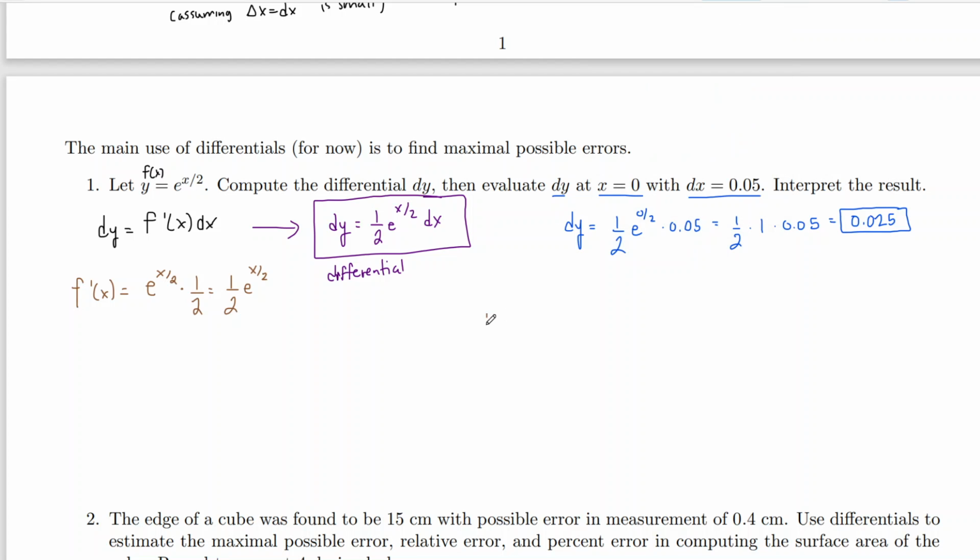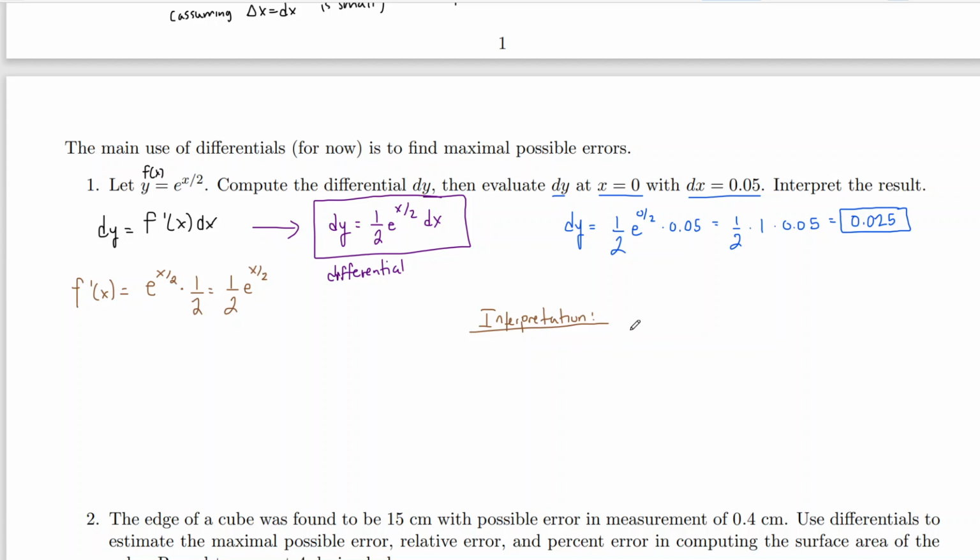So hopefully this is where it starts to come together. Interpretation. Pretty much what we figured out, we completely avoided actually computing the linearization because we didn't care to estimate. Let's say I didn't want to figure out what e to the 0.05 over 2 was. What I'm trying to figure out is how much of an error I will get from its original point.